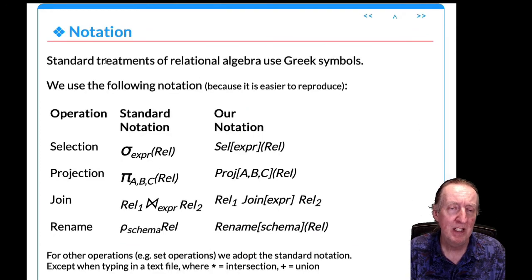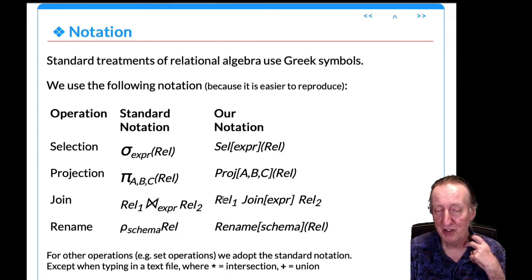When you're looking at the textbooks, if you bought the textbooks, the standard treatment of relational algebra uses Greek symbols. Selection is sigma, projection is pi, and join is this bow tie type symbol. And rename is rho. They're a bit annoying to reproduce, so I've actually got English versions of them.